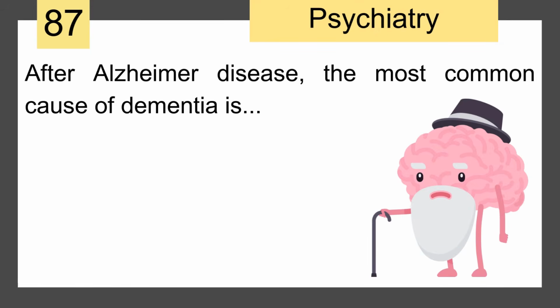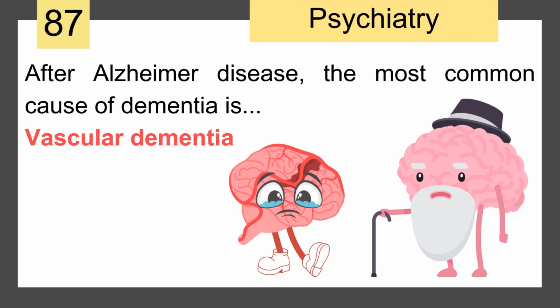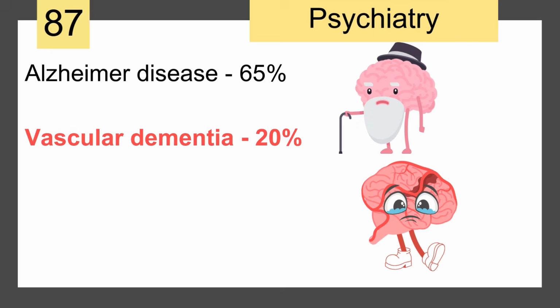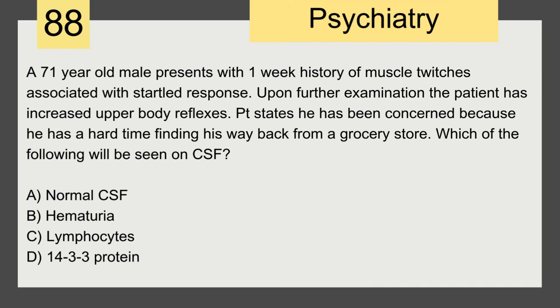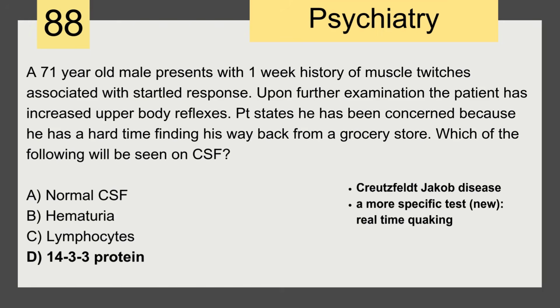Question 87, after Alzheimer's disease, the most common cause of dementia is vascular dementia, which causes 20% of the cases of dementia. Other causes I've included over here, such as degenerative, such as Huntington and Parkinson. Question 88. A 71-year-old patient has a 1-week history of muscle twitches associated with startled response. So here I'm describing Creutzfeldt-Jakob disease, which is associated with 14-3-3 protein, and a more specific new test is the real-time QuIC test, which I wrote over here, which might show up on the exam. But again, it's more of a neurology topic.